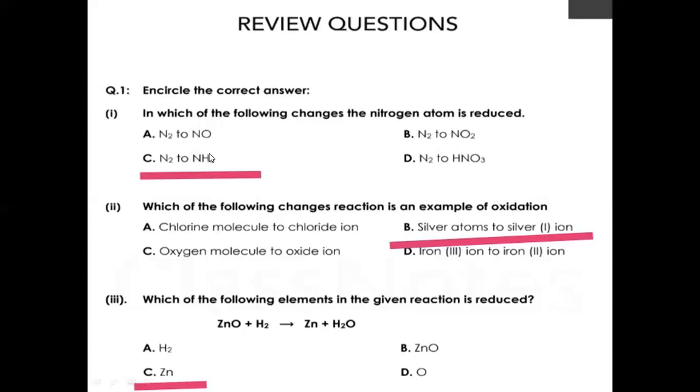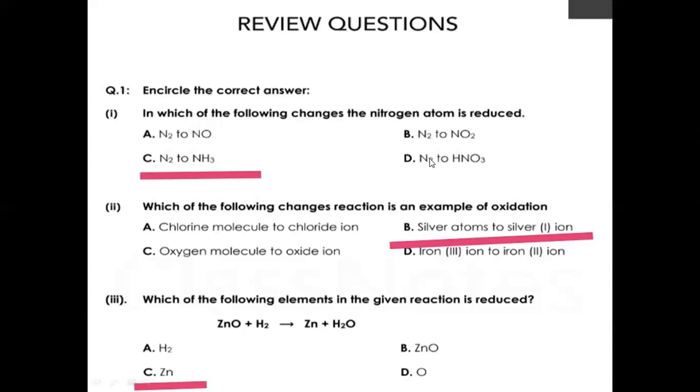-3 because hydrogen is more electropositive than nitrogen. So hydrogen will be +1, and here we have 3 hydrogen, so +3. Definitely nitrogen will be -3. So 0 is greater than -3. In this case, nitrogen gets reduced because its oxidation state decreases.